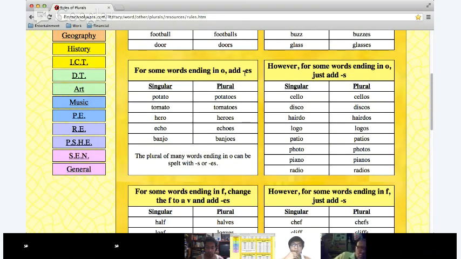Okay, all right. So this is for some words, not all words. Remember, when we're adding that ES, that's going to have that voiced S sound. Potatoes, with that Z. Tomatoes, heroes, echoes, and banjos. Here we would not pronounce that E. We go straight to an O sound. So if our singular word is potato, it's like we are adding an S, and all we're doing is pronouncing that S at the end. So it's not like glasses, where we would pronounce that ES, but we would go straight from an O sound to a Z sound, potatoes.